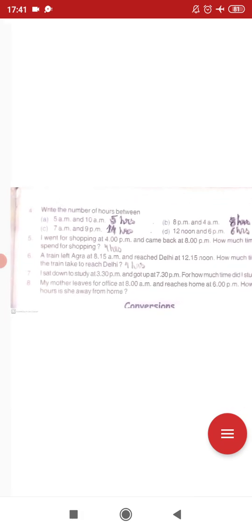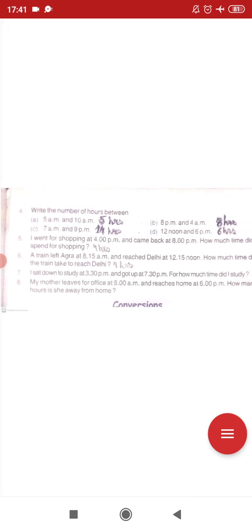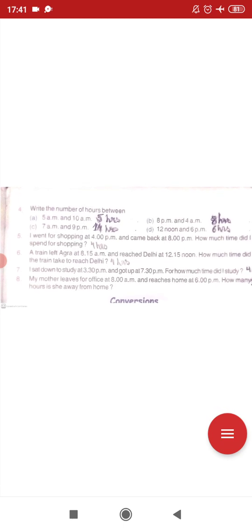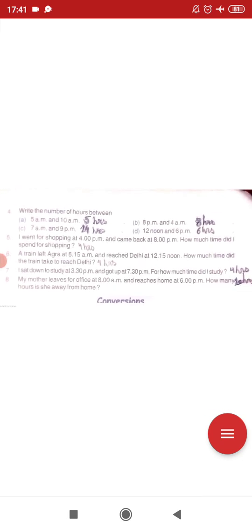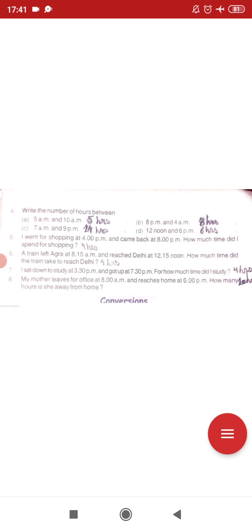Next, 6. A train left Agra at 8:15 a.m. and reached Delhi at 12:15 noon. So 8:15 o'clock in the morning to 12:15 noon. The time is 4 hours. So 4 hours should be taken to reach Delhi.